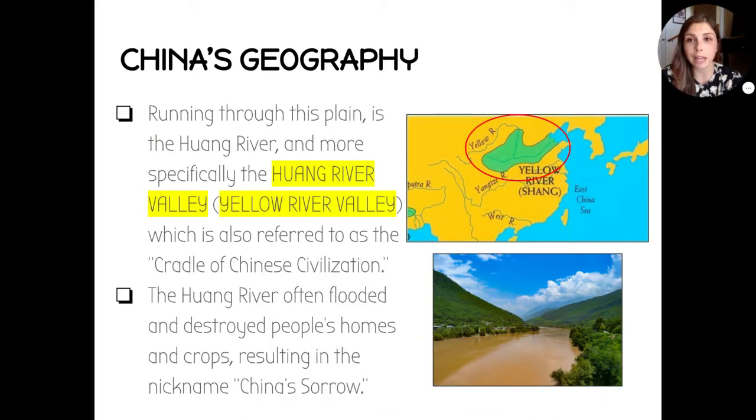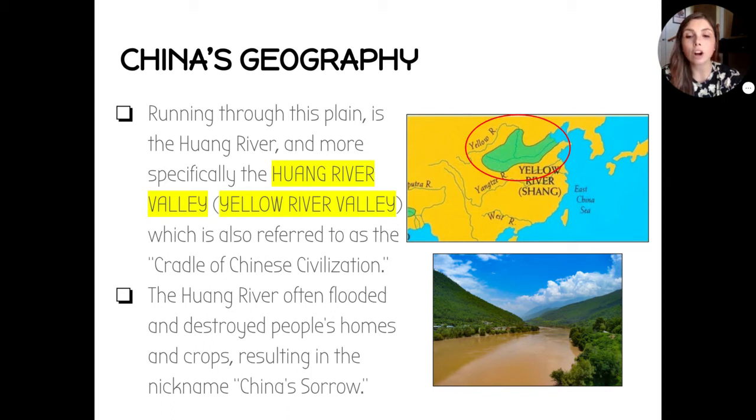Running through this plain is the Huang River, and more specifically the Huang River Valley, which is also known as the Yellow River Valley. It's also referred to as the cradle of Chinese civilization. Think about that for a moment. Cradle. Who lives in cradles or sleeps in cradles? Babies. Birth of life, the cradle of Chinese civilization.